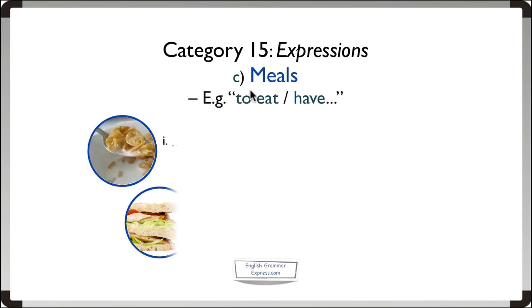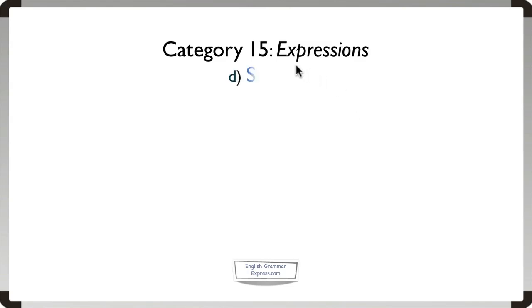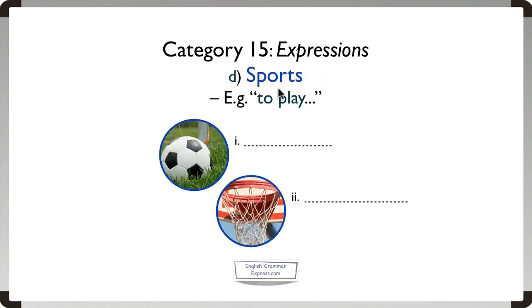Group C now, and this is meals. And we would say to eat or to have, number one, breakfast, no article. To eat or to have lunch. And to eat or have dinner. Finally, category D, sports. And the examples are to play football, no article, and to play basketball. Again, no article. And it's the same for all other sports. So that's category 15, expressions.